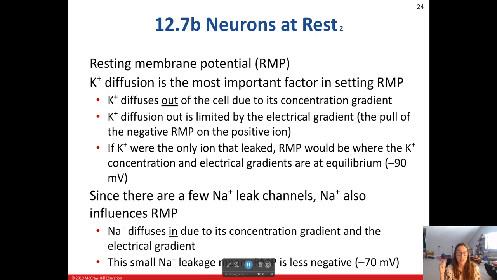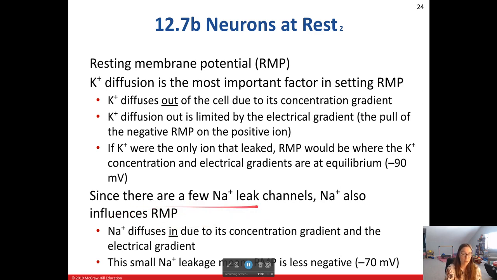So once again, potassium diffusion is the most important factor in setting up the resting membrane potential. Potassium diffuses out of the cell due to its concentration gradient. But that diffusion out is limited by the electrical gradient, the pull of the negative resting membrane potential on the positive ion. And so remember, potassium is conflicted.